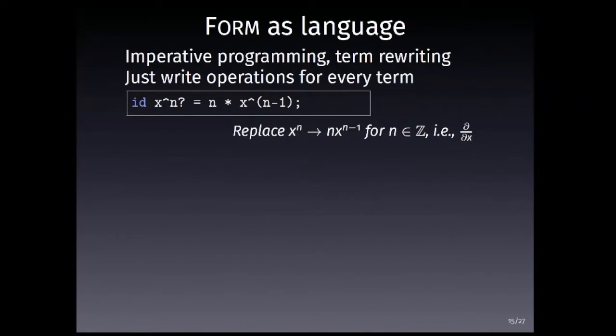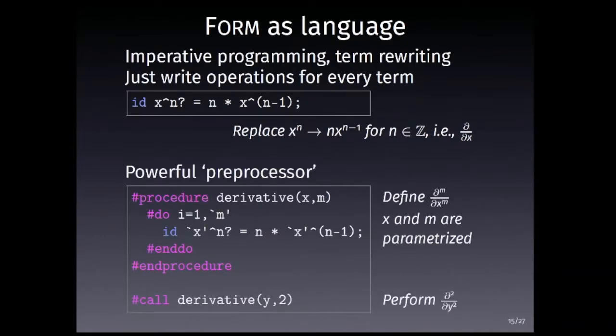Another notable feature of FORM is, I think, it has a very powerful preprocessor. It's okay, too powerful and maybe a bit tricky. But for example, you can define some block of code as a procedure using some parameters. So it's actually repeating this line n times. So you can define the mth derivative of x with the parameterized x and m. And then you can use a call instruction. Then this is expanded here.